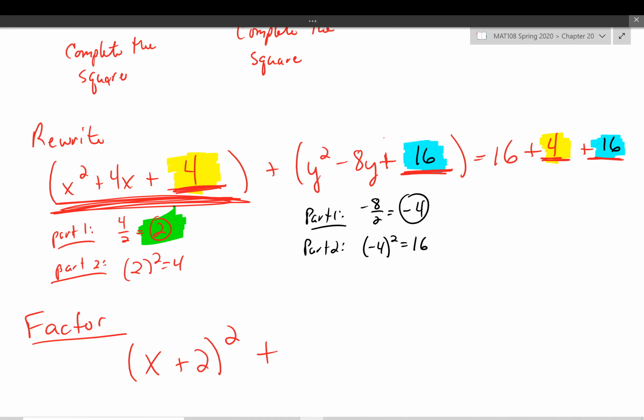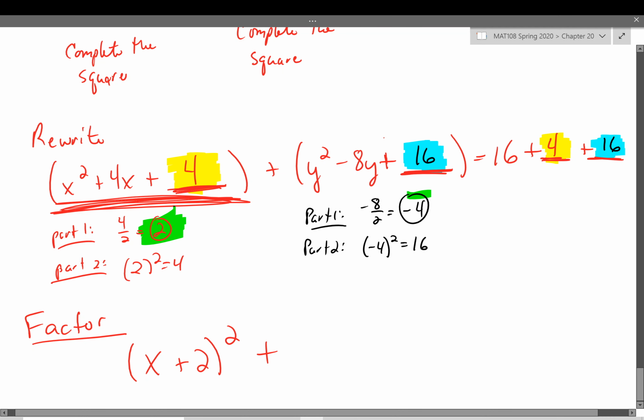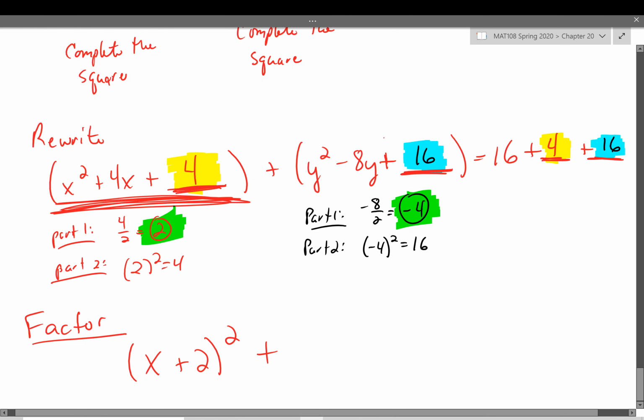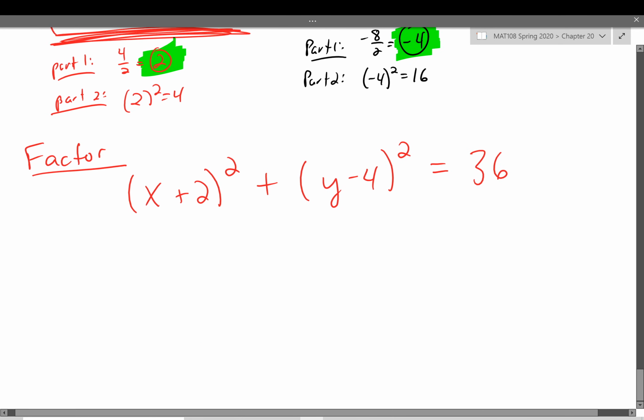Okay? Now, for the y values, once again, it's staring you in the face. That's highlighted in green. So for the y values, I get the binomial y minus 4 squared equals, now all I have to do here is just add up 16 plus 4 plus 16, which is 36.